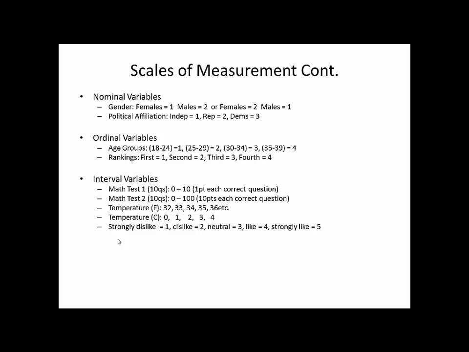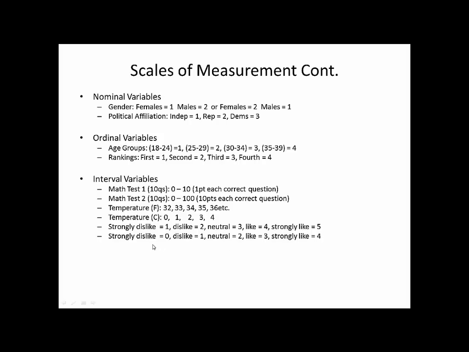Now, we had the example before of strongly dislike equals 1, dislike equals 2, neutral equals 3, like equals 4, strongly like equals 5. But we could have changed that. We could have said that strongly dislike equals 0, dislike equals 1, neutral equals 2. Okay? So again, with interval data, you can change the numbering. The distance between the values is the same. So theoretically, the distance between strongly dislike and dislike is the same as like and strongly like.